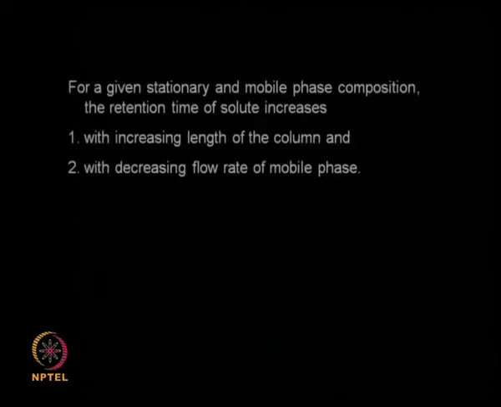For a given stationary phase and mobile phase, the retention time of the solute increases with the increasing length of the column, it is obvious. So if I have a longer column, it takes much longer time for the sample to come out, okay. The retention time of the solute also increases with decreasing flow rate of the mobile phase. So if the flow rate of the mobile phase is low, obviously it takes much longer time for the solute to come out. So both these statements are very true and obvious.